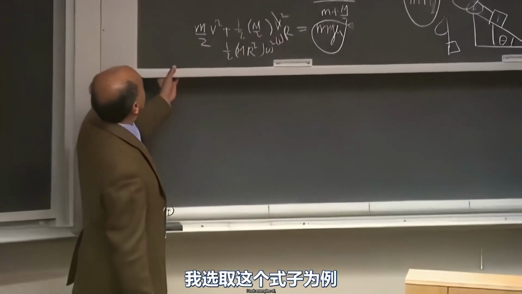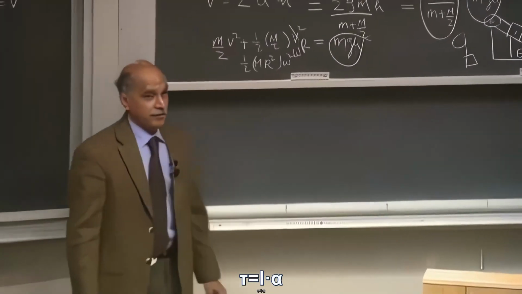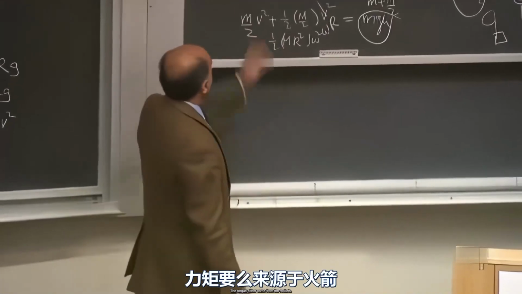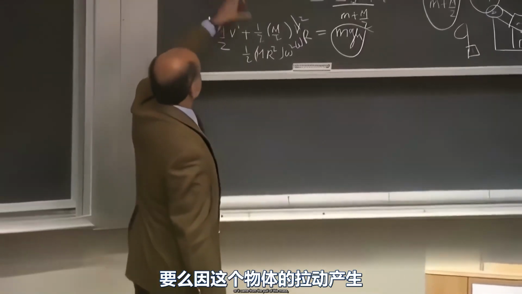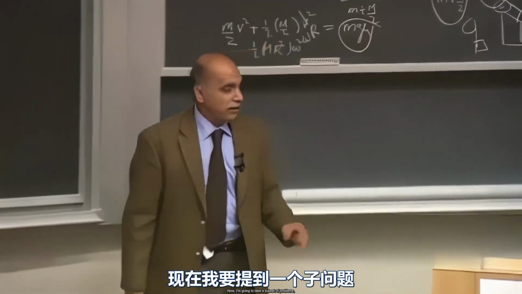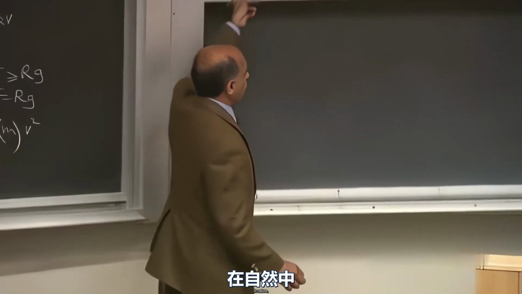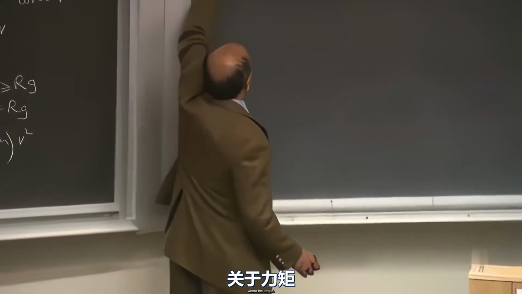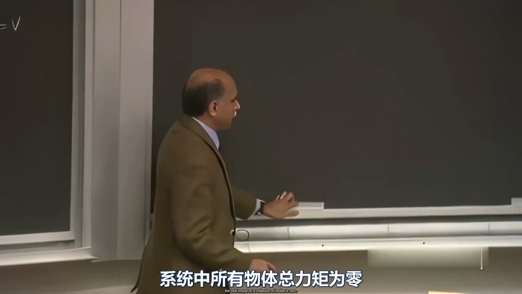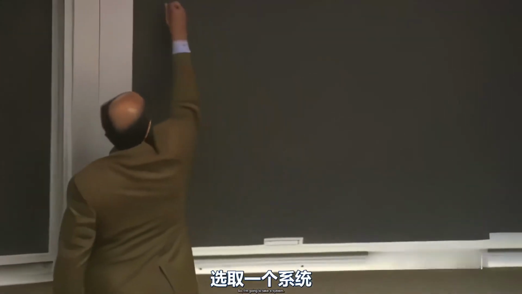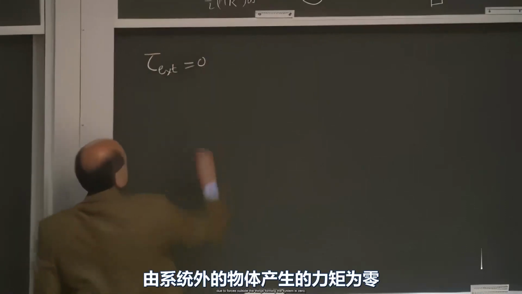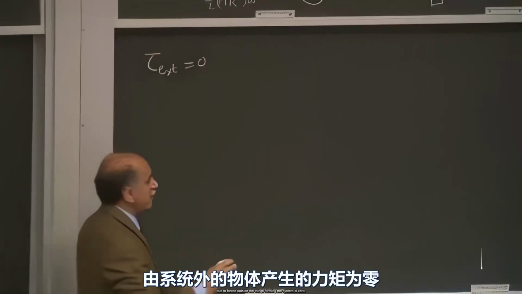Okay, so what have I done now? I took examples of tau equals I alpha. In all the problems I did, something had a torque and it was spinning. The torque either came from the rockets, or it came from the pull of this mass, or from the pull of this mass. Now I'm going to take a subset of problems in nature where the total torque on a collection of bodies is 0. So I'm going to take a system with many torques, but the external torque due to forces outside the things forming my system is 0.